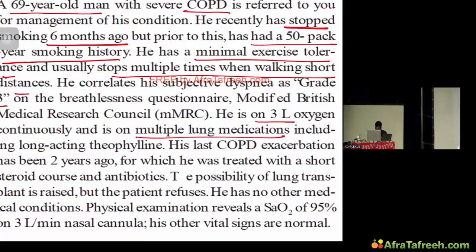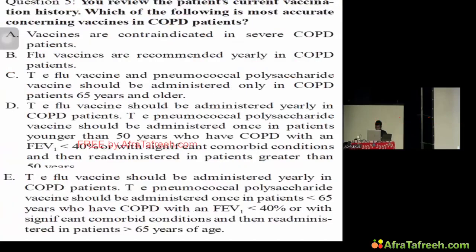His last COPD exacerbation was 2 years ago, for which he was treated with a short course of steroids and antibiotics. The possibility of lung transplantation is raised, but the patient refuses. He has no other medical conditions, and physical examination reveals saturation of 95% on 3 liters per minute oxygen on nasal cannula. Okay. You review the patient's current vaccination history. Which of the following is the most accurate concerning vaccines in COPD patients? So here, which is more appropriate?